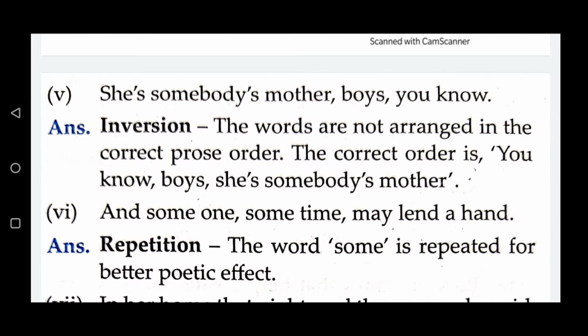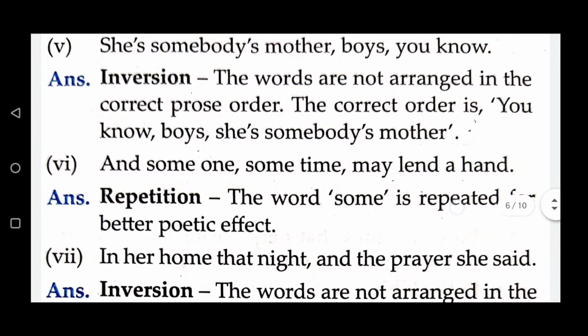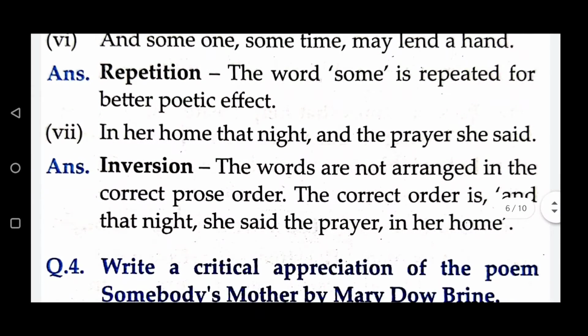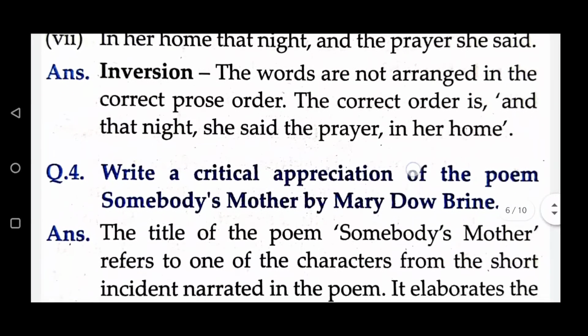She is somebody's mother, boys, you know. Now this is inversion. The words are not arranged in the correct prose order. The correct order is, you know, boys, she is somebody's mother. And someone sometime may lend a hand. This is repetition. The word some is repeated for better poetic effect. In her home that night and the prayer she said. This is inversion. The correct order is, and that night she said the prayer in her home.